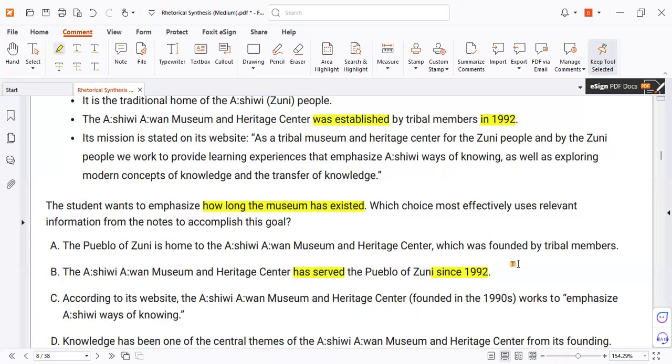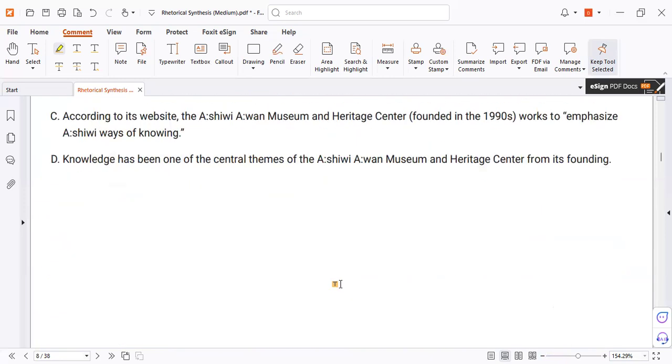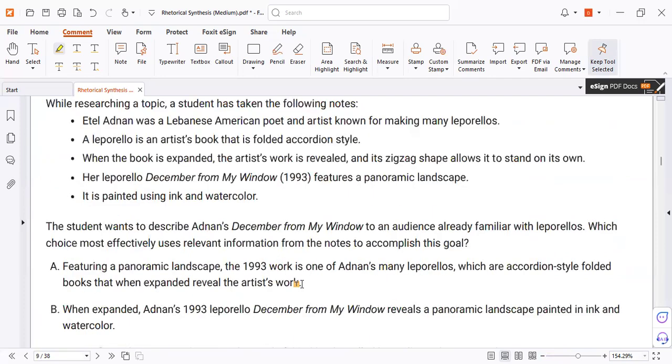So from this time up to now, serving. Not about the time of founding. Perhaps we founded the museum, but it does not work. Feel it? So letter B is strong. That one. Now let's try again.